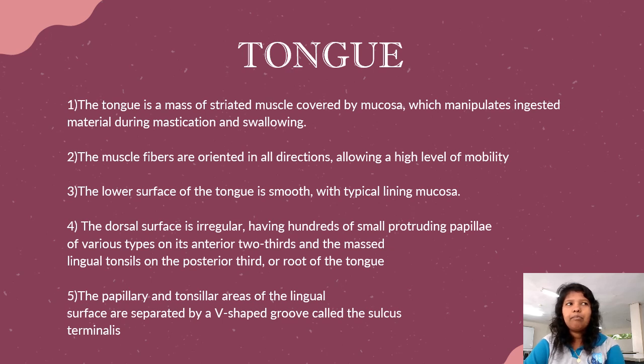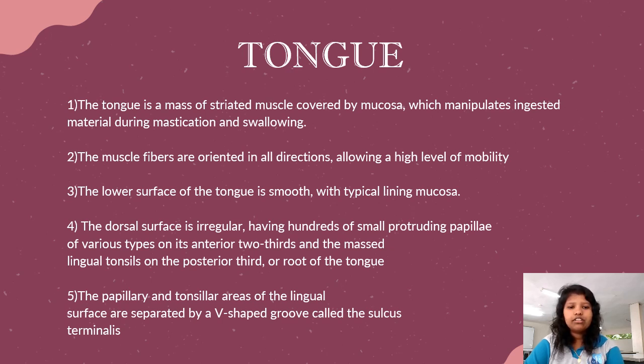The tongue is a mass of striated muscle covered by mucosa which manipulates ingested material during mastication and swallowing. The muscle fibers are oriented in directions allowing a high level of mobility. The lower surface of the tongue is smooth with typical lining mucosa.